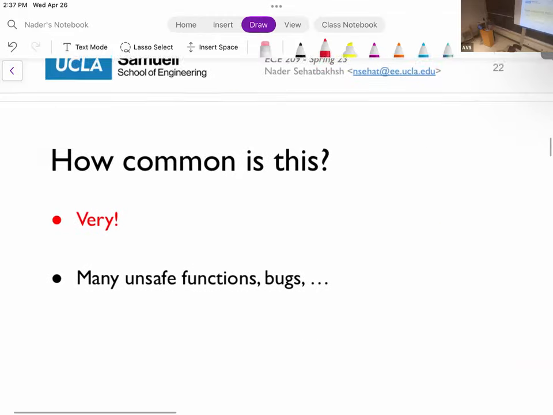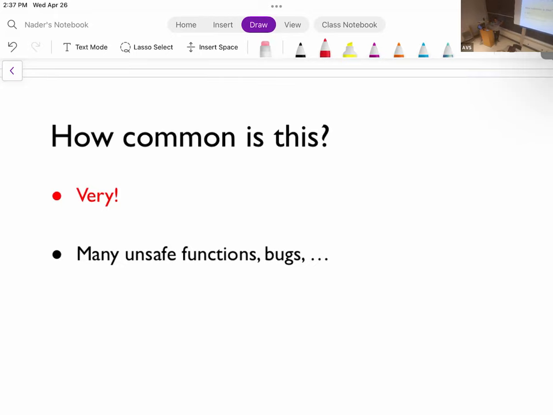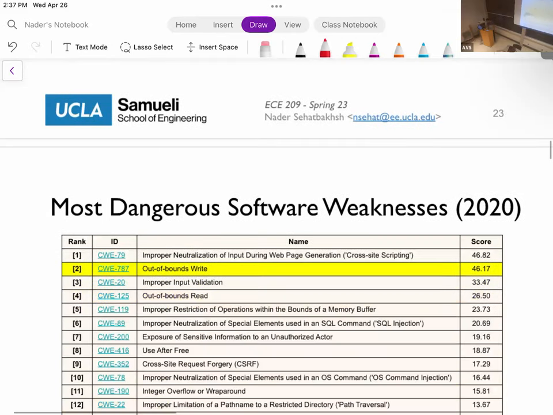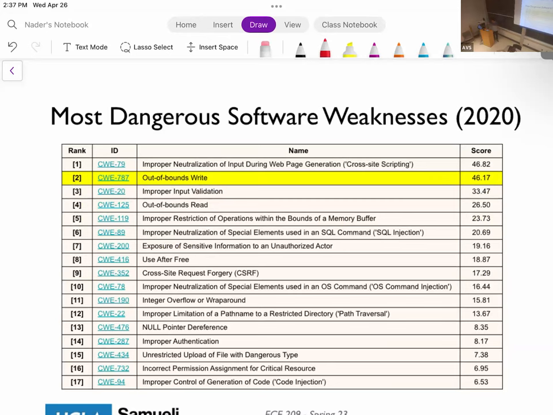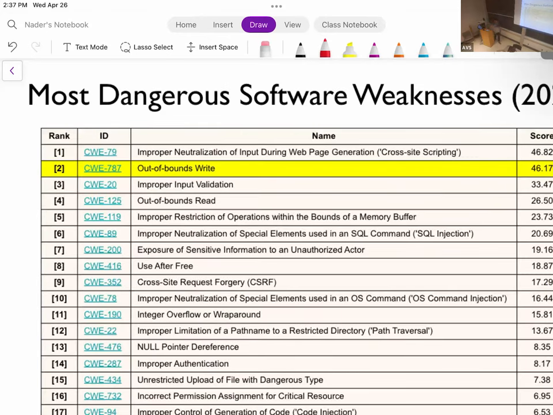So how common is this? Is this something that very rarely happens, where lots of things have to come together? No. Unfortunately, there are many unsafe functions and programs, especially legacy programs written in C and C++. The most dangerous software weakness, out-of-bound writes, is actually the number two biggest problem in computer security on the software side. Cross-site scripting is the one if you talk about network security, which we will talk about at some point. But out-of-bound writes, which are essentially the cause of buffer overflow, are the second most common reason that systems are being hacked these days.